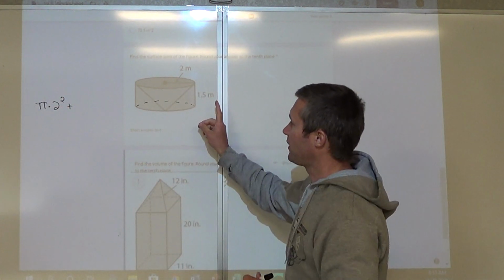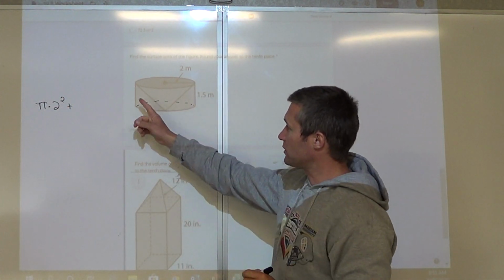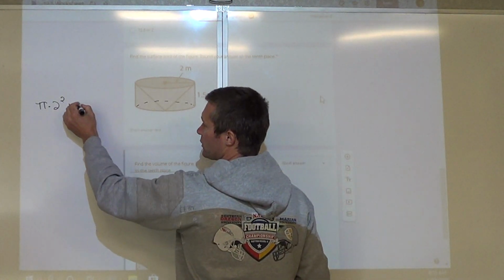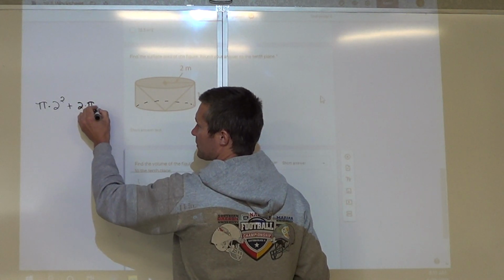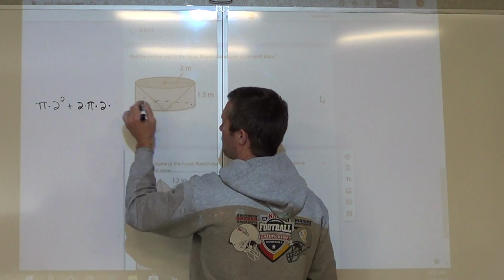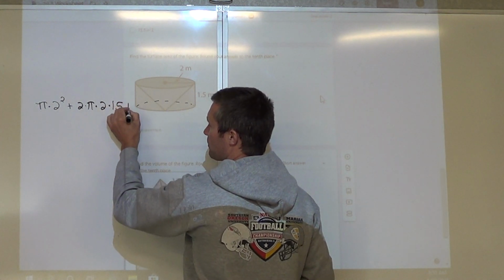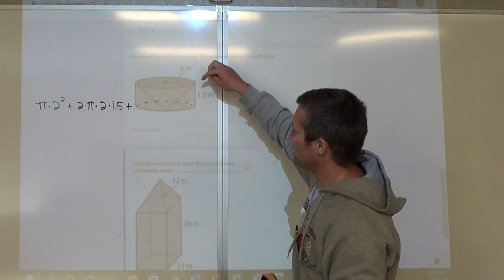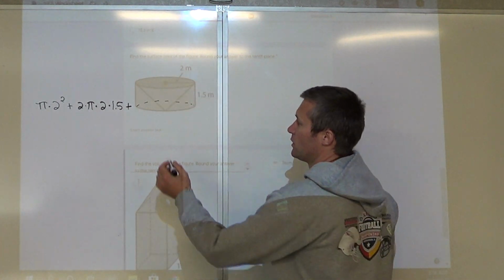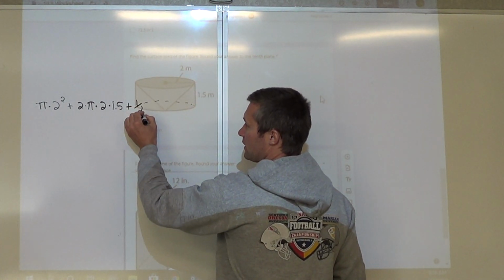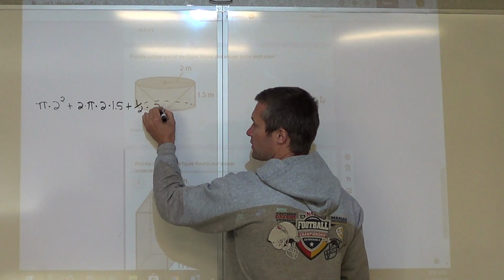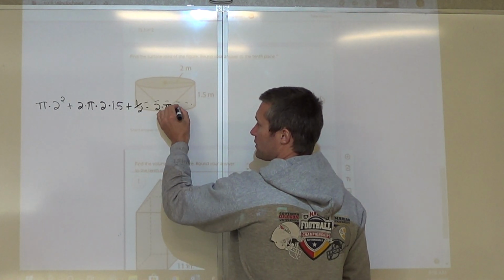Then I want to go ahead and find the area of the cylinder, which would just be my circumference. So that would be 2 times pi times my radius of 2 times 1.5, plus, now what we want to do is just the lateral area of a cone. So that would be 1/2 times your radius, 2 times pi times your radius of 2.